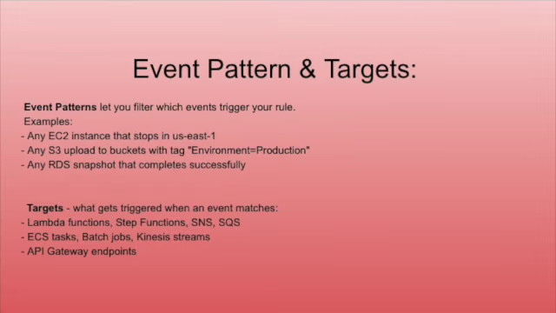Event patterns let you filter which events trigger your rule. For example, any EC2 instance that stops in US East 1, or any S3 upload to buckets with the tag environment equals production, or any RDS snapshot that completes successfully. And then targets are what gets triggered when an event matches, like Lambda functions, Step Functions, SNS, SQS, ECS tasks, batch jobs, Kinesis streams, and API Gateway endpoints. So one rule can trigger multiple targets at once.